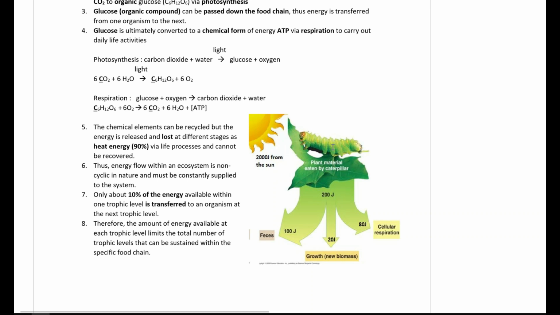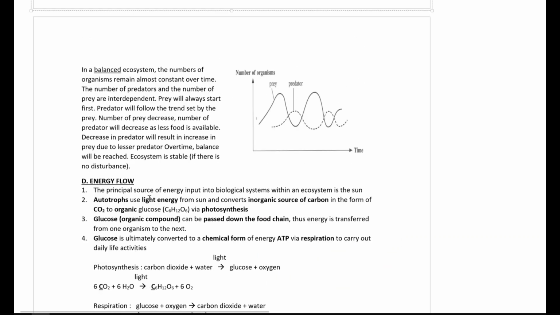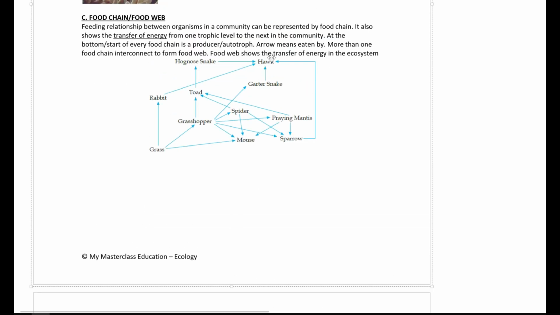This caterpillar will then lose 90% of the energy to the environment via feces, growth, reproduction, molting, metabolic reactions, respiration, etc. Okay, so that means the energy flow has to be constantly supplied, and only 10% is available to the next trophic level. So when we go back up to here, okay, the apex predator at the top, you can appreciate that this apex predator has to be a lot bigger than the prey, obviously.